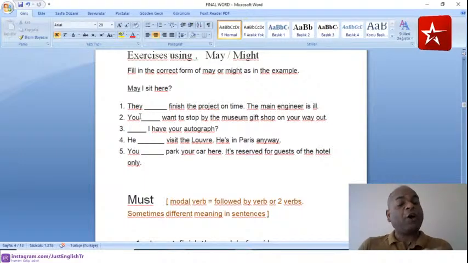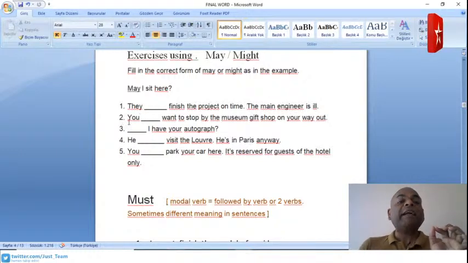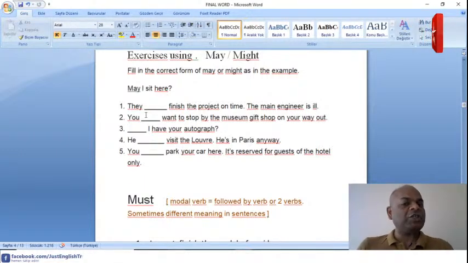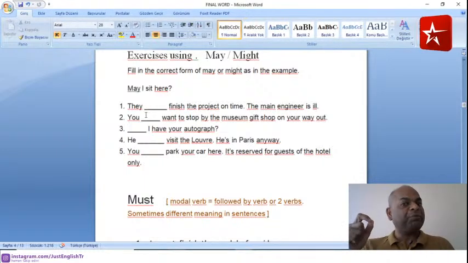Together. They. Now, guys, when you say they, what does they mean? Many people, not one person. All right? They dash finish the project on time. The main engineer is ill. Now, what should be the answer here, guys? Remember, it says finish the project on time. The main engineer is ill.